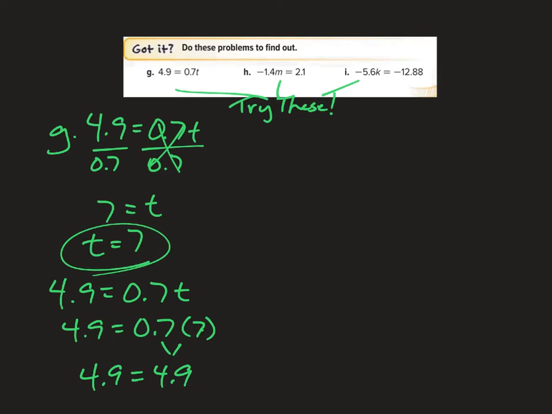For the second problem, H, I've got negative 1.4m is equal to 2.1. And again, it's just the process of dividing by the coefficient of m. The coefficient is negative 1.4. I divide by the same value on both sides. Left-hand side cancels out. And 2.1 divided by 1.4 is 1.5. So my final answer is 1.5.